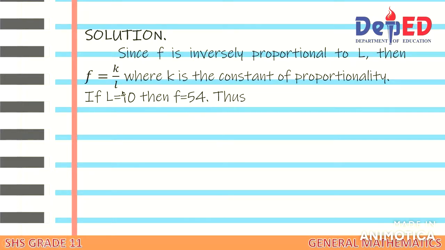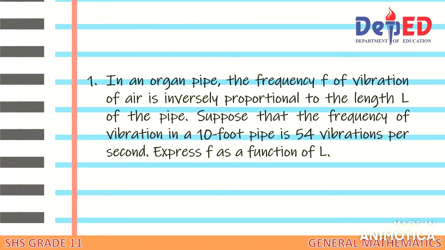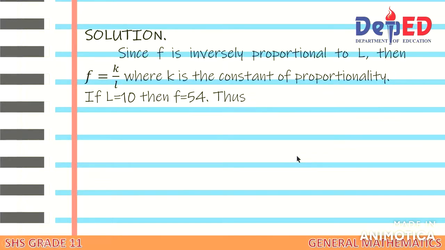Thus, ano yung nawawala dito? Meron na tayong value ng F, meron na rin tayong value ng L. Nawawala yung value ng K. Now, let's solve for K. Why do we need to solve for K? For us to have the equation nito. Express F as a function of L. Okay? Hindi kasi natin pwedeng sabihin na F is equal to K over L lang. Okay? So, let's solve for the value of K first.